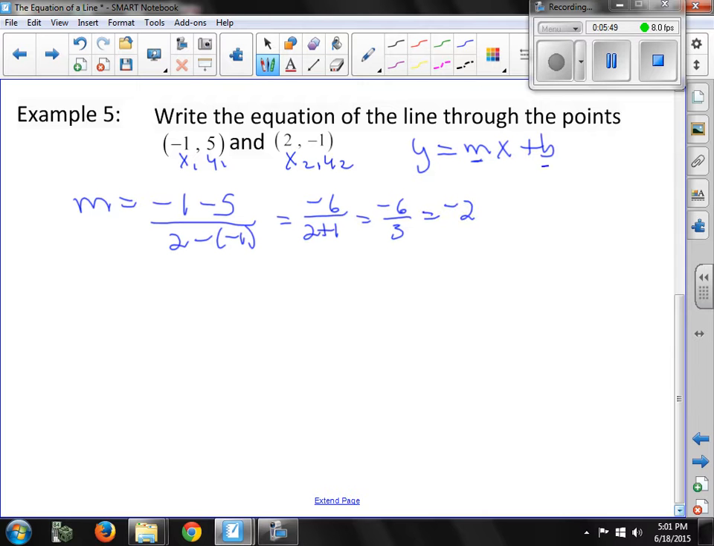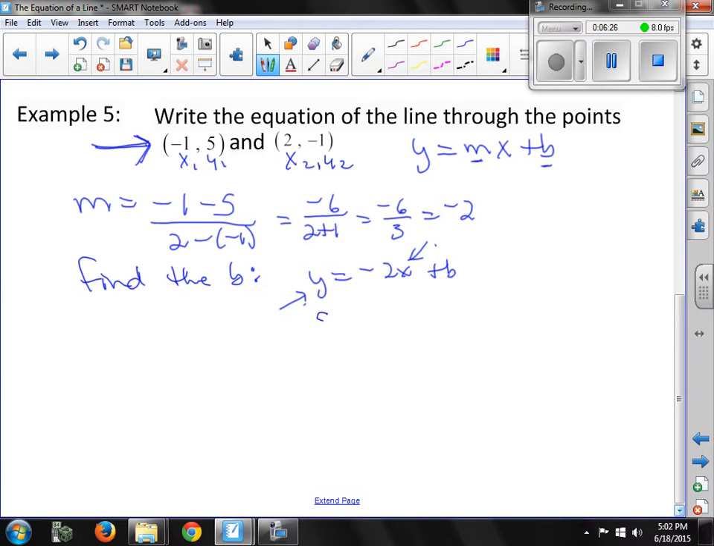Now, I still don't know the b, because neither one of my points has a 0 for x. So we have to find the b. Remember, it's all about y equals mx plus b. So I do know my slope now. So y equals negative 2x plus b. I need to find the b. But I need something to plug in for my y and my x. You can pick either point. It doesn't matter which point you pick. I'll just pick this first one.